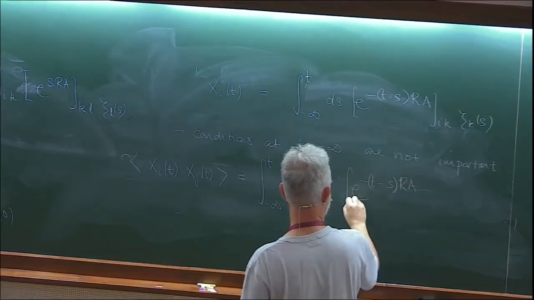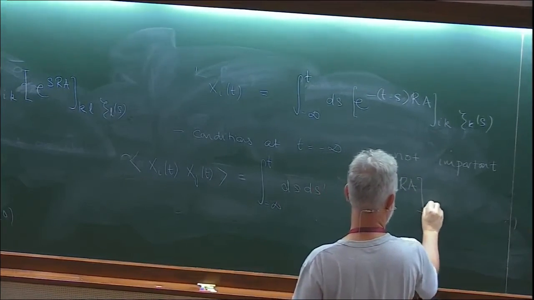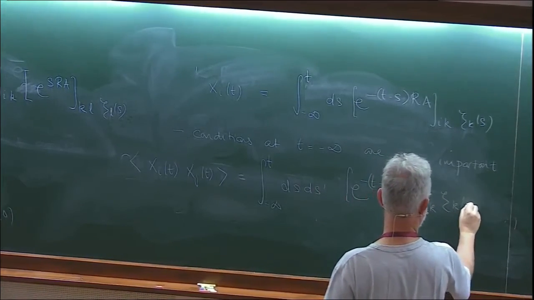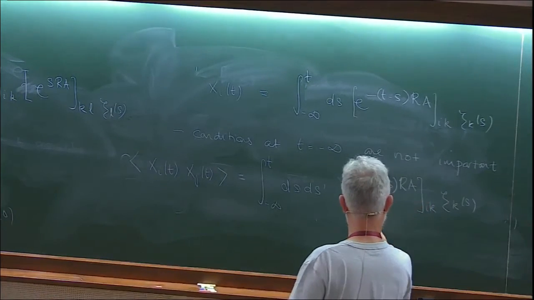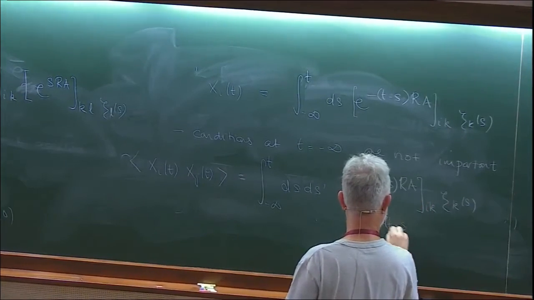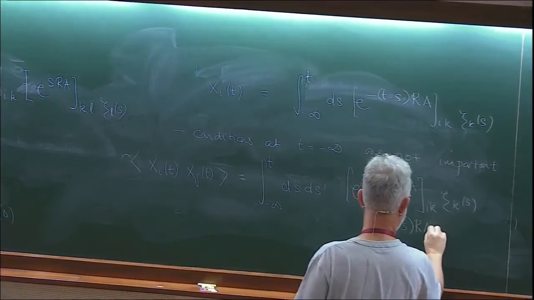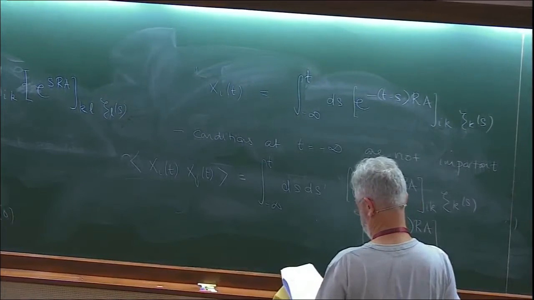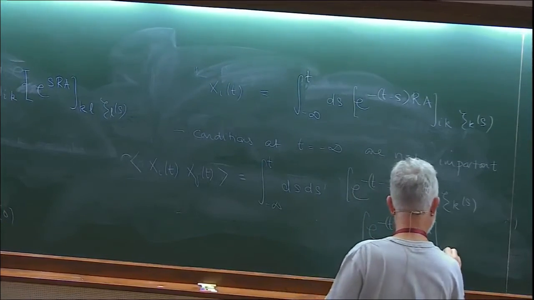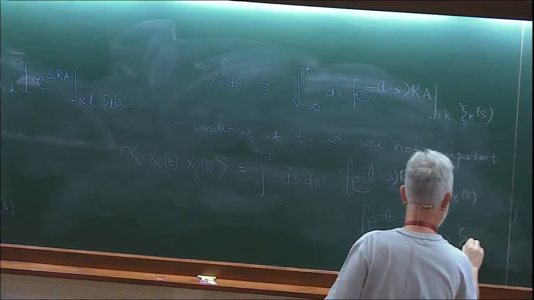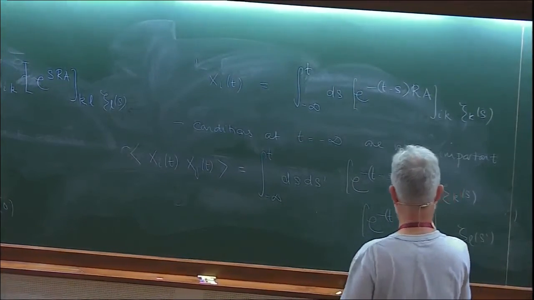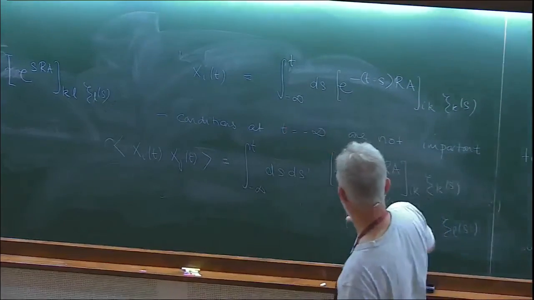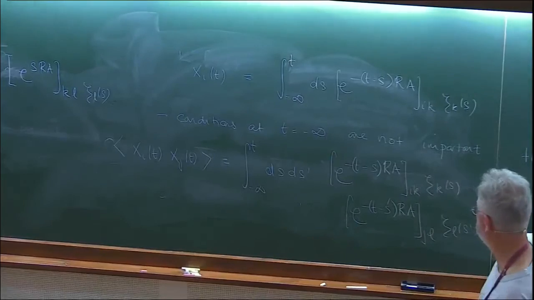So this is the first solution, with component ik, zeta k of s. And then I have e to the minus (t minus s) Ra again. This is the second solution with the index j, which I'll call l, zeta l of s prime. This is s prime. This is xi of t, and this is xj of t. So I'll just put them together.